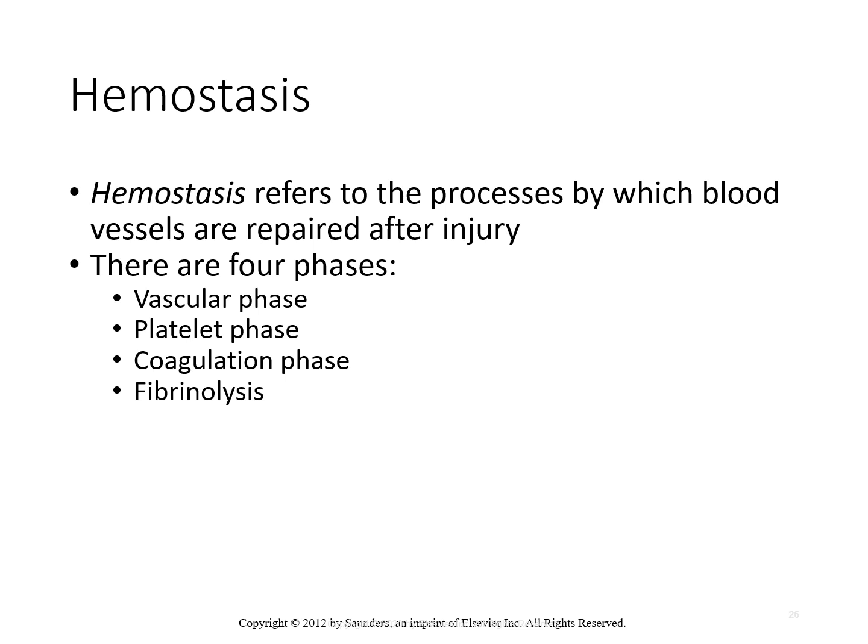Hemostasis refers to the processes by which blood vessels are repaired after injury. There are 4 phases of hemostasis. So you have the vascular phase, in which the rupture of a vein or artery causes an immediate vascular spasm, or contraction of the smooth muscle lining the vessel.